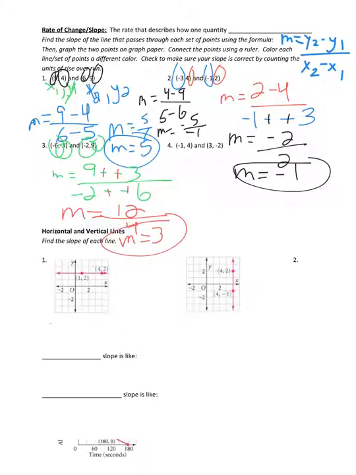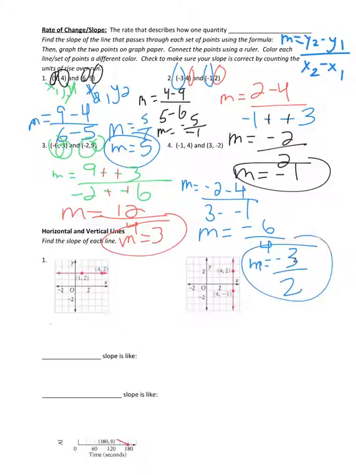Okay, next one. My slope here is negative 2 minus 4 over 3 minus negative 1. And so my slope is negative 6 over 4, and I would like to simplify that. So it is, sorry about that, negative 3 over 2. All right, hopefully you found those same answers as I did.